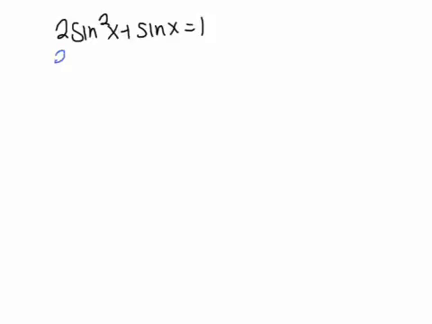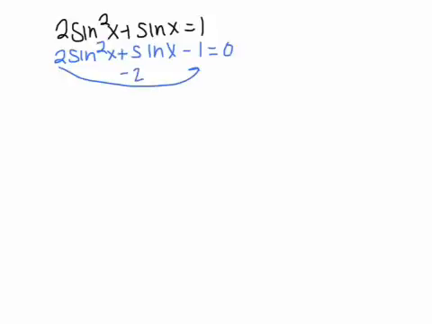The first thing we need to do is solve this quadratic equation. To do that, I'm going to subtract 1 to the other side. Now, I'm going to multiply the first times the last and get negative 2. So I'm looking for 2 sine squared, multiplied by a positive 2, which is negative 2. Multiples of negative 2 are going to add to give me 1.